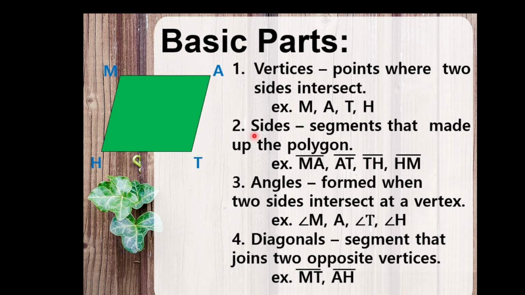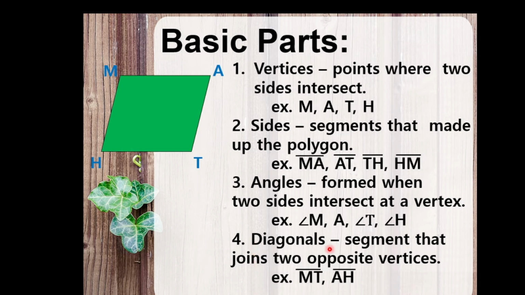Next is the side. Sides are the segments that make up the polygon. A quadrilateral has 4 sides, and these are segment MA, segment AT, segment TH, and segment HM. The third basic part are the angles. Angles are formed when 2 sides intersect at a vertex. So we have angle M, angle A, angle T, and angle H.